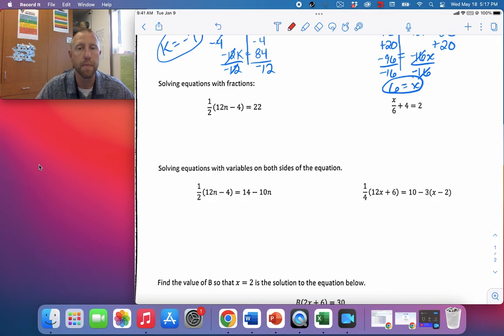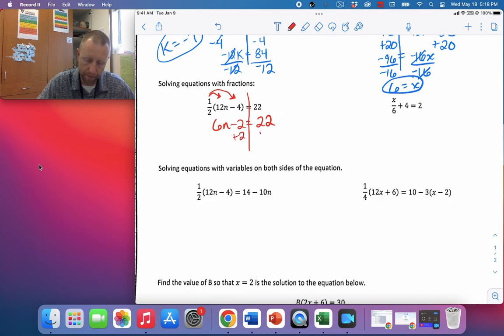So for this one, I've got a fraction that I'm supposed to distribute. So I'll do that, draw my wall. 1/2 times 12n, that really means half of 12n, right? So half of 12 is 6, so I've got 6n, and then 1/2 times negative 4, that's half of negative 4, is negative 2. So that equals 6n minus 2 equals 22. Now it's just a two-step equation. Add 2 to both sides. We get 6n equals 24. And then divide both sides by 6.